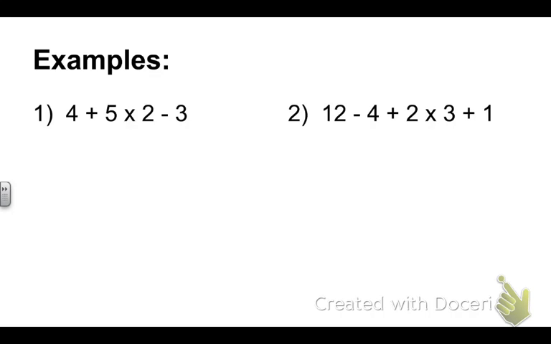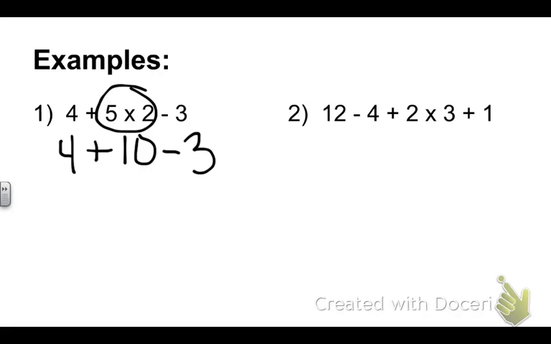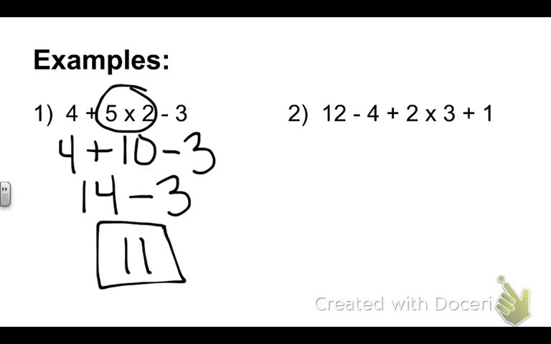So look at these 2 examples. I want to do them with you. If you want to pause me right now and try them on your own, see if we get the same answer, perfect. All right, but the first one, no parentheses, no exponents. The very first thing you're going to do is the multiplication. All right, and then now I've got nothing but adding and subtracting left, so do them left to right. So 4 plus 10 is 14. And 14 minus 3 is going to give you a final answer of 11.